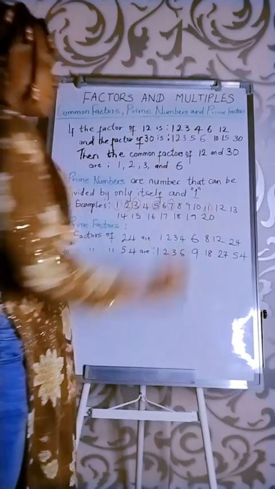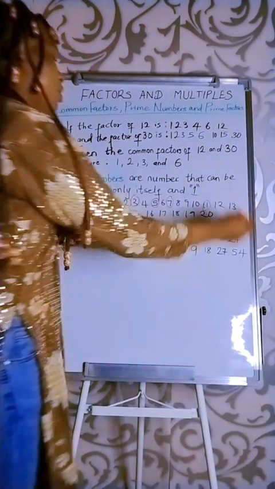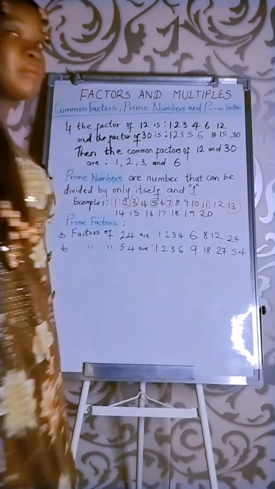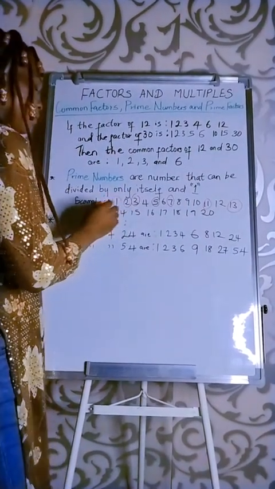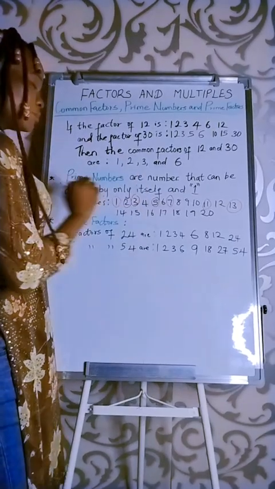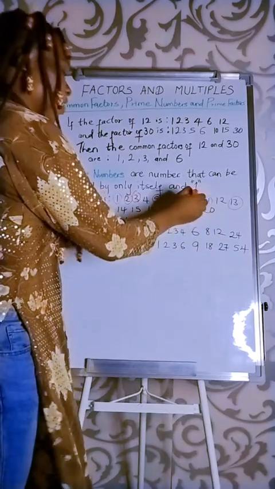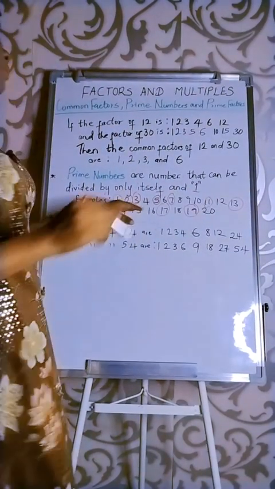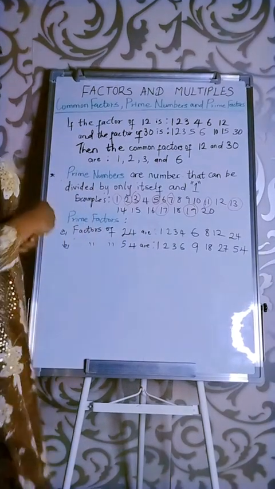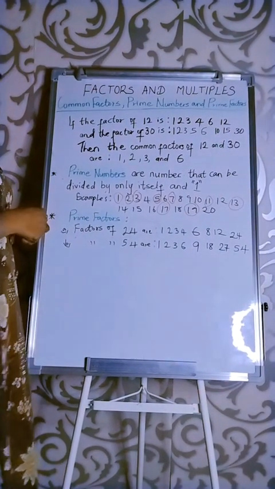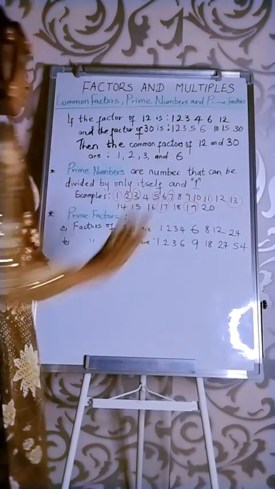11 is a prime number. Nothing can divide it except 11 and 1. 13 is a prime number. Nothing can divide it except 13 and 1. 14 is not a prime number. 15 is not. 16 is not. 17 is also a prime number. And finally, 19. These are the prime numbers in the first 20 integers. Now we go into the prime factors. It continues till infinity, but we just had to put these ones down.